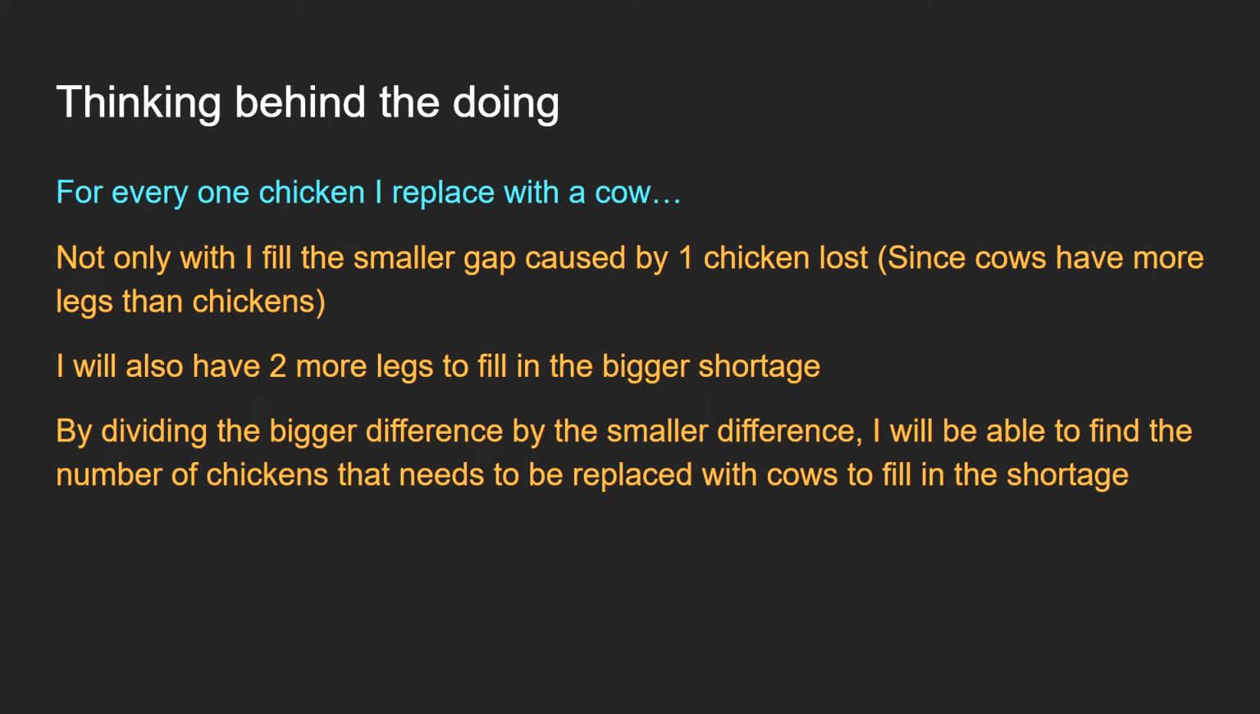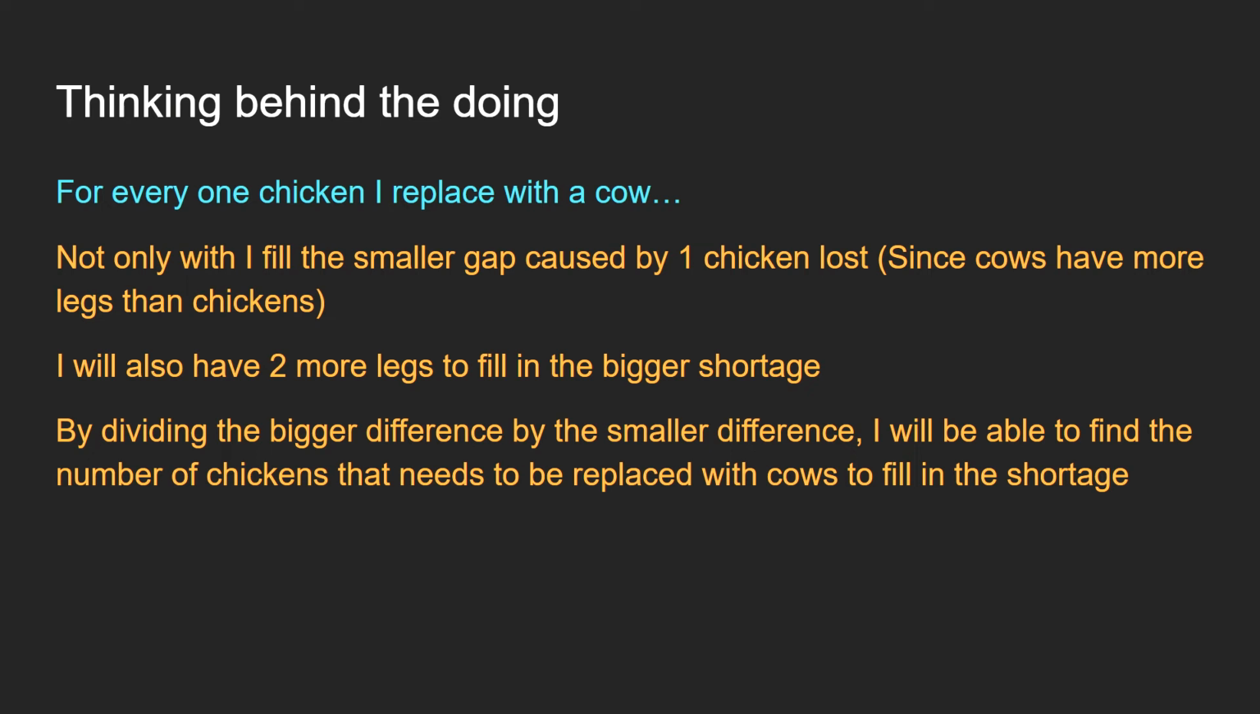So this is the summary of the thinking behind the doing for a shortage. And as I said, it is basically because cows have 2 more legs, and with 4 legs, 2 can be used to replace a chicken, and 2 also can be used to fill in the bigger shortage. And then our last step is to divide the big difference by the small difference. Why does this work? Because by dividing the bigger difference by the small difference, you can find out how many chickens you actually replace with cows to make the shortage go away. So to make 42.